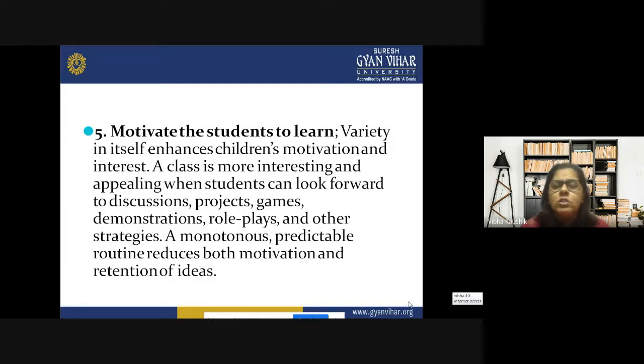If the teacher is teaching the students with the same method or the same strategy for a longer period, then the class will become monotonous. They are not interested in learning and it will reduce the retention of their ideas also.